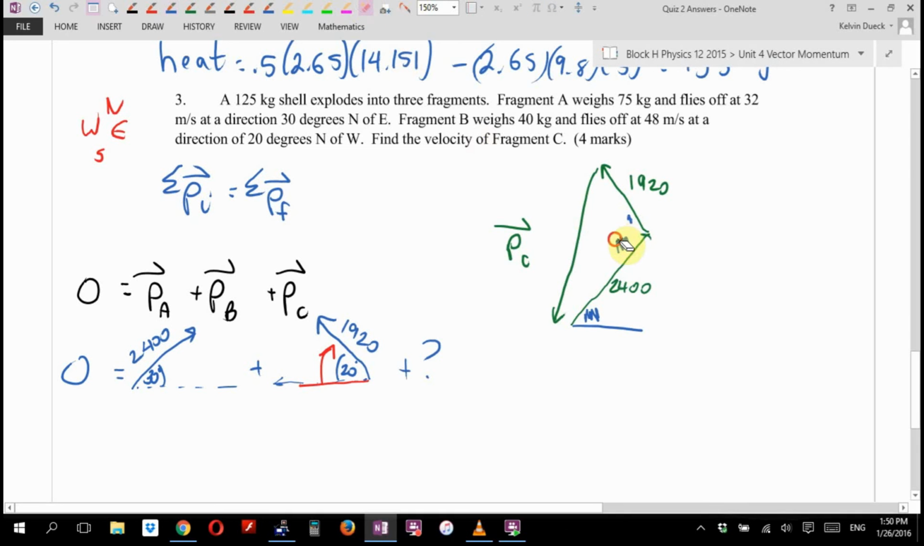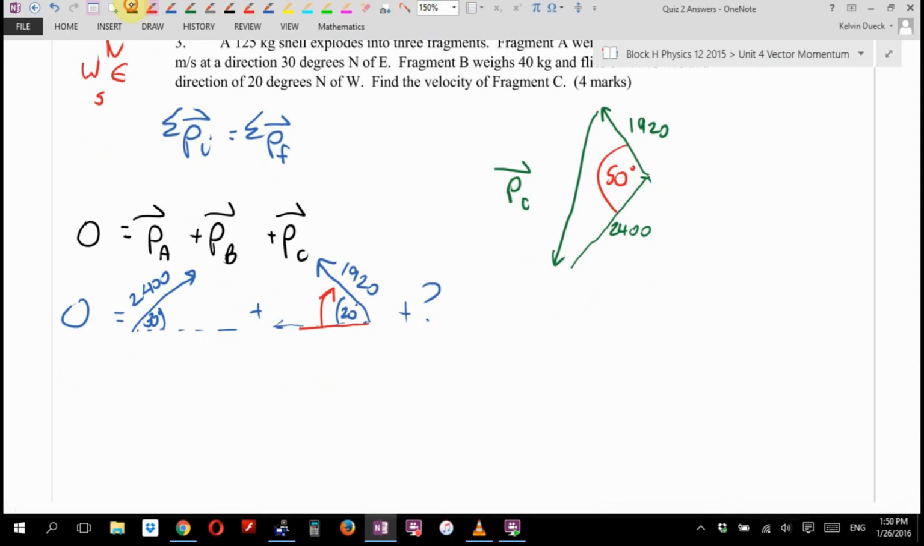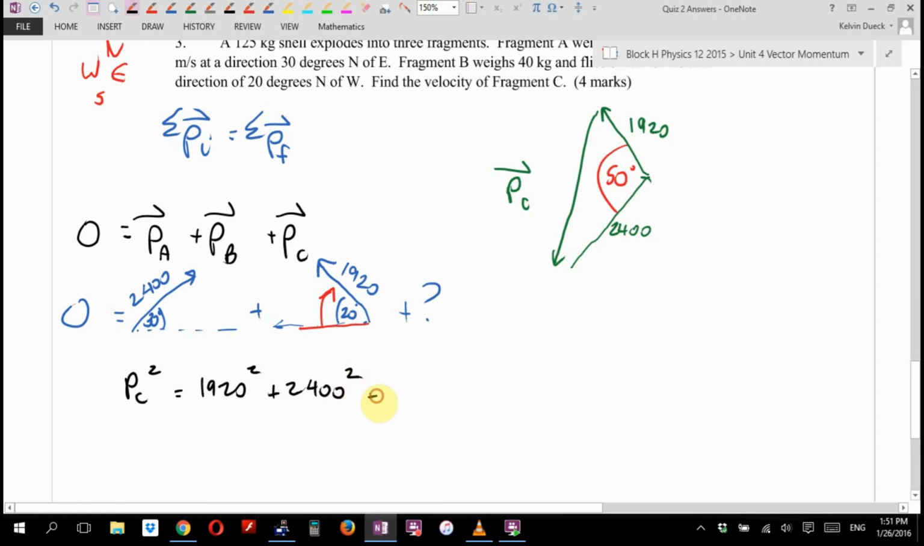So, if I hear you guys correctly, and I think I do, you're telling me that's... Yes? Yay! Cosine law! Piece C squared equals 1920 squared plus 2400 squared minus 2 times 1920 times 2400 cos 50.